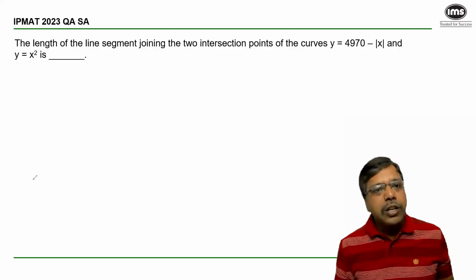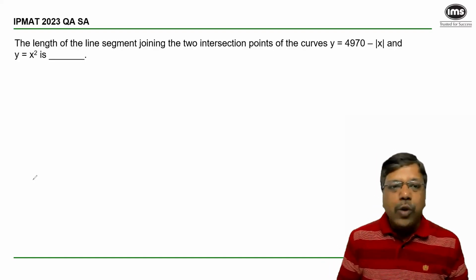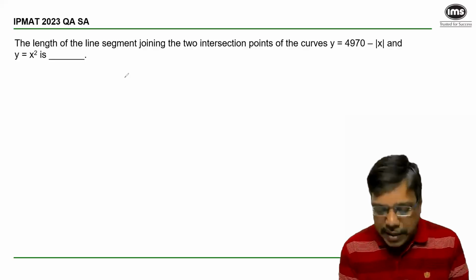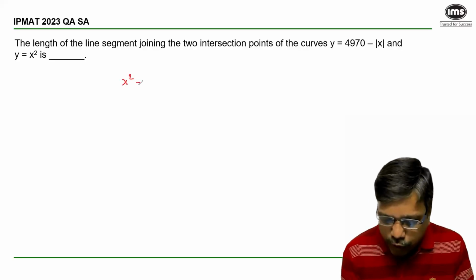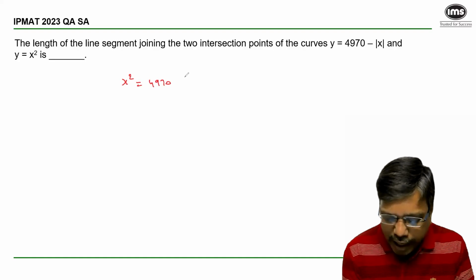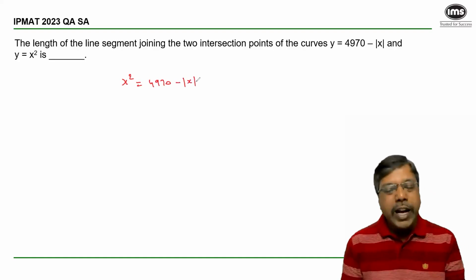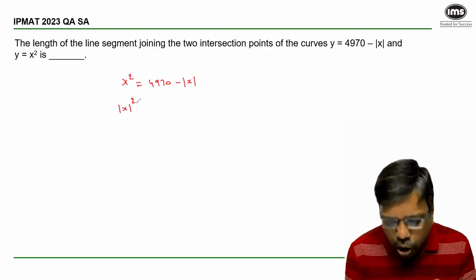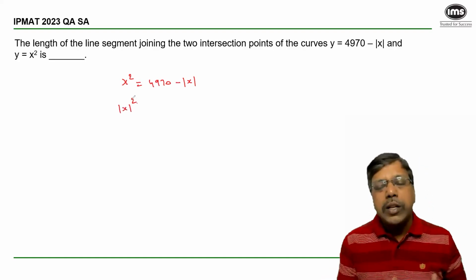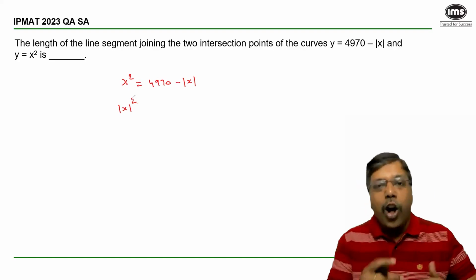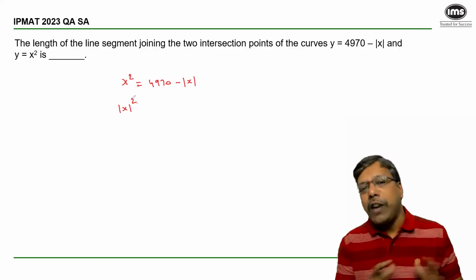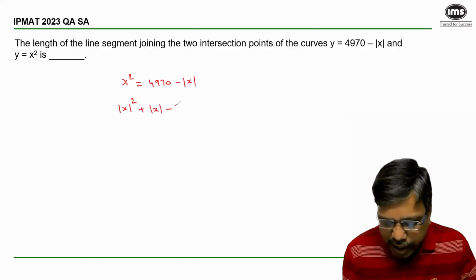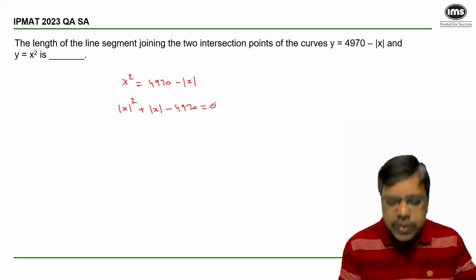Now, points of intersection, so why don't I equate these? Which means at the point of intersection, y will be the same. I can say x^2 = 4970 - |x|. Now to bring in similarity, I'll write x^2 as |x|^2, it doesn't matter, because if I apply a modulus and then a square, or if I apply a square, x^2 is always non-negative. So |x|^2 + |x| - 4970 = 0.